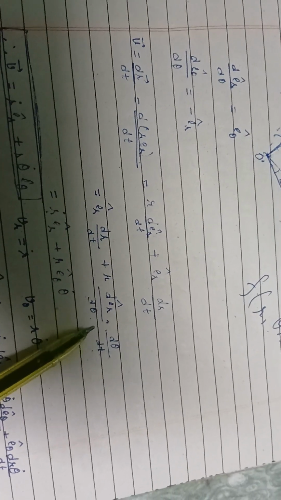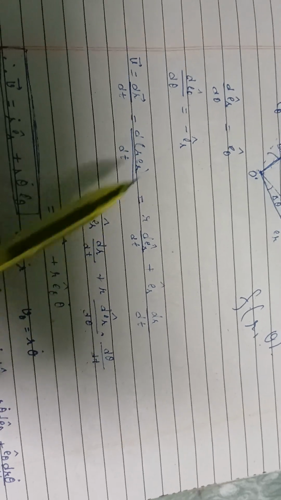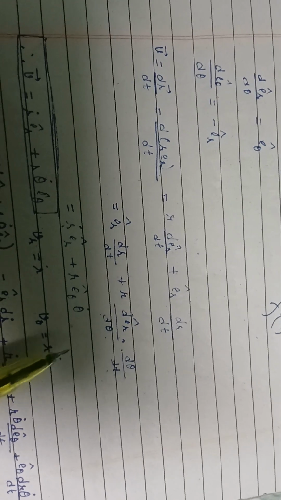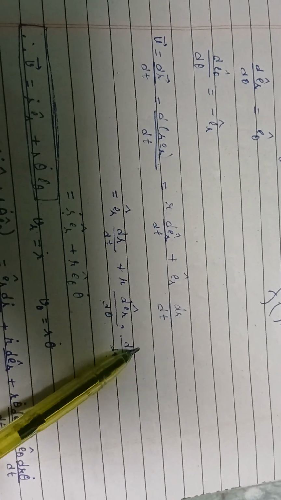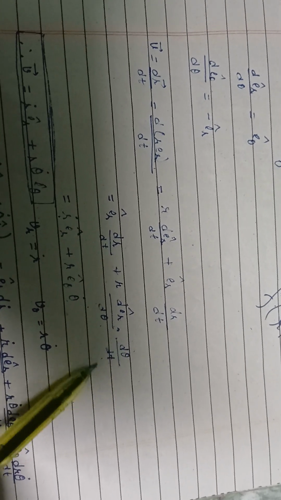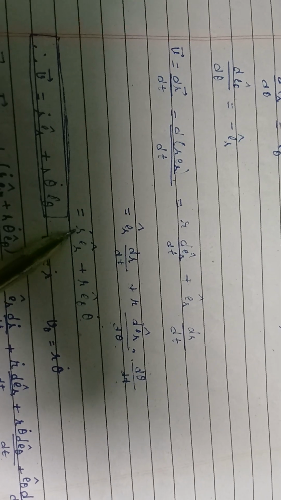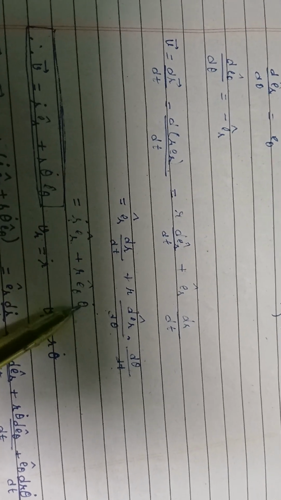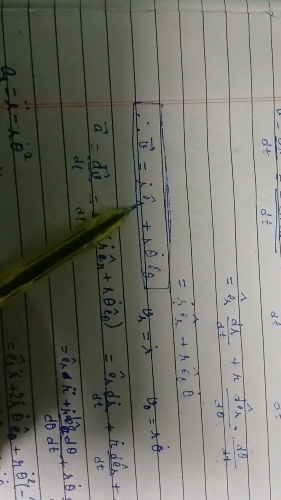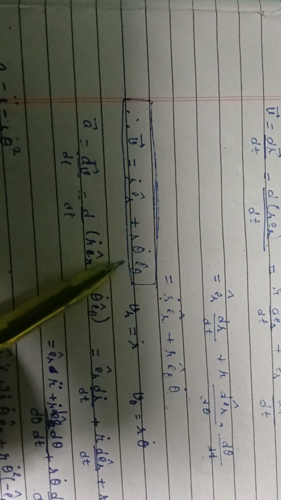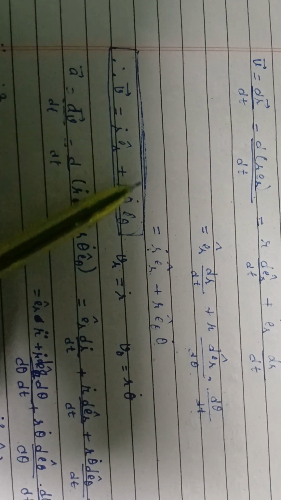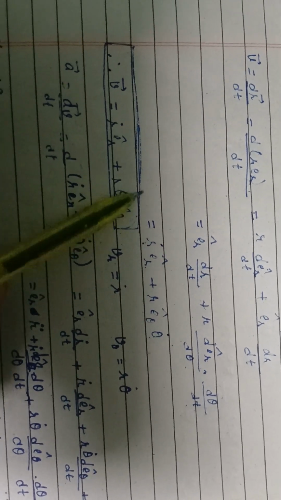Now, using the relation above, we can write der by d theta as E theta, the angle component of the vector, and d theta by dt as theta dot, which is the change of angle with respect to time. Therefore, we have r dot er plus r theta dot e theta. This is the radial component of the vector, and this is the angular component of the vector. We know Vr is equal to r dot, and V theta is equal to r theta dot.